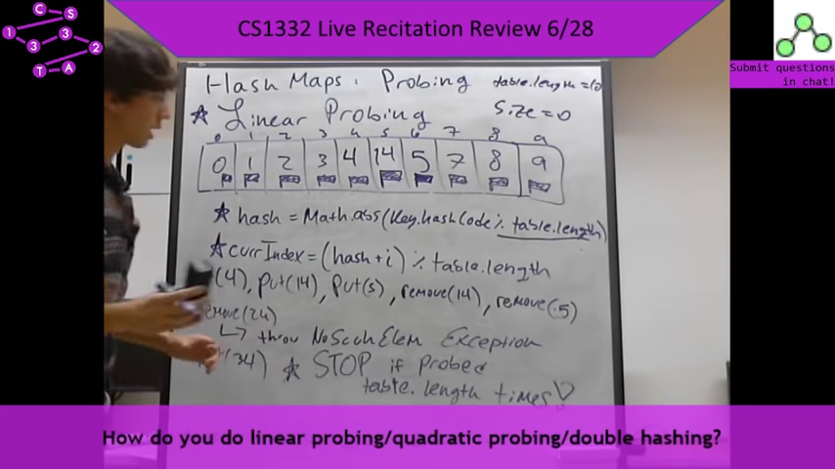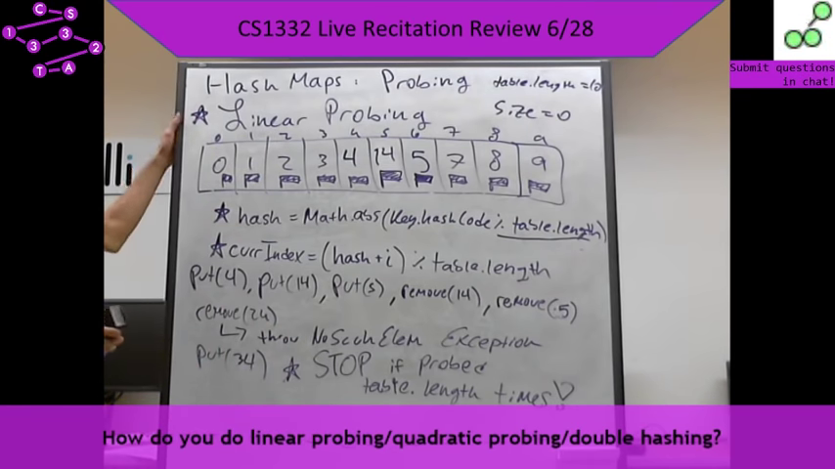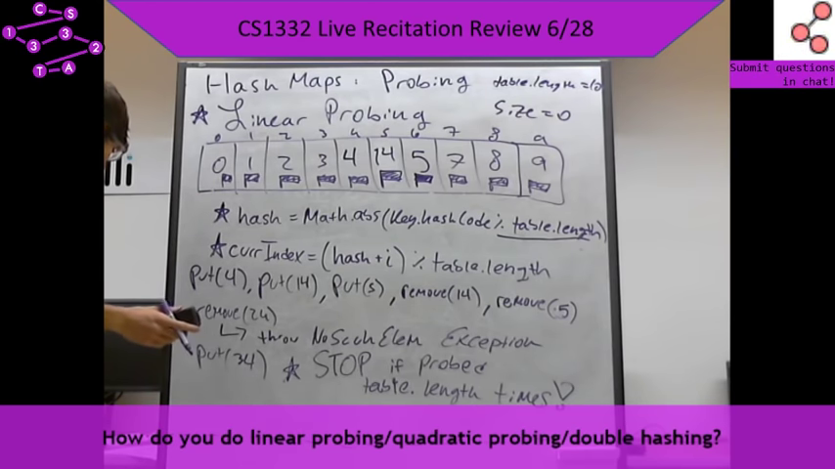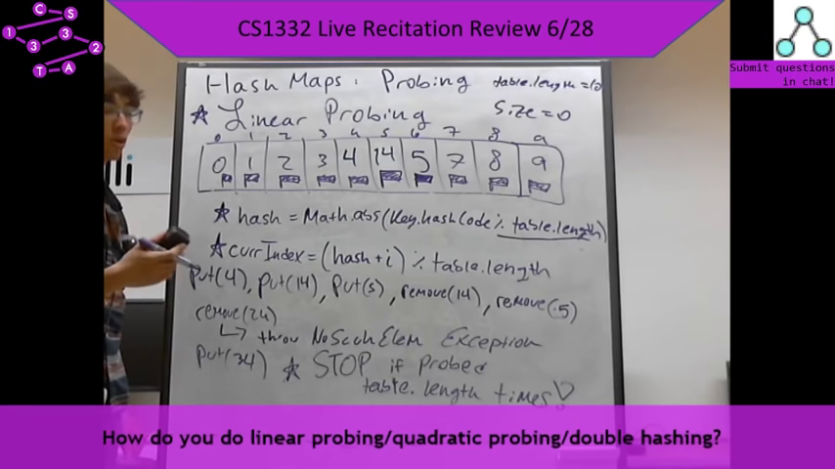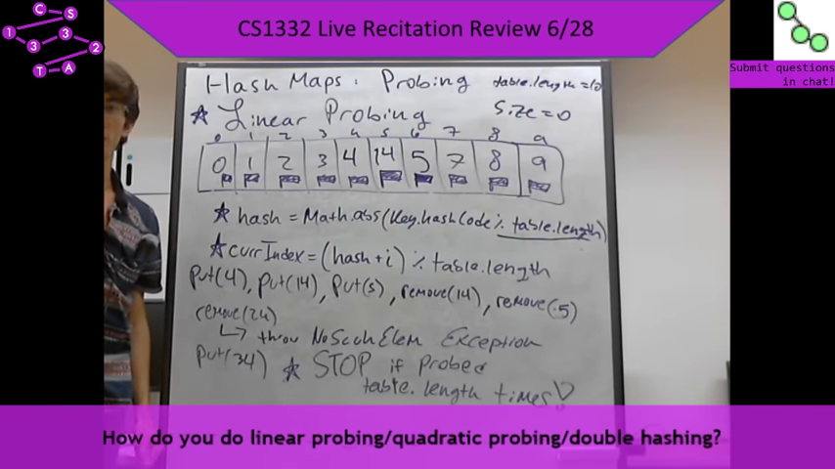And I'll summarize this for you at the end after we go over some of the other probing collision strategies. Okay, so at this point in time, does anybody have any questions on linear probing with hash maps?